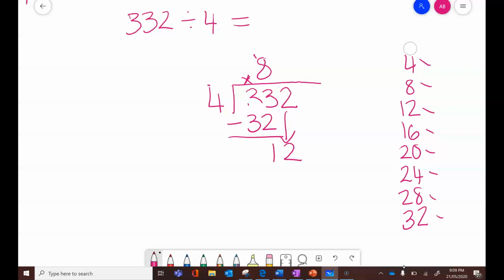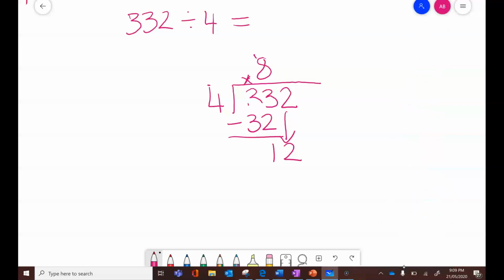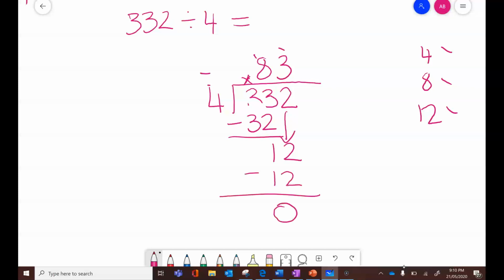And we know that 12 can be divided by 4. So if we do our skip counting, that's quite easy. 4, 8, 12. How many groups of 4 do I have? Well, I have 1, 2, 3. 3 groups of 4. So I put my groups up here. 3. And then I know that 3 times 4 is 12. So I do minus 12. And I know I'm finished because I've got to 0. And then this at the top of the line is my answer. It's my quotient. So 332 lollies divided by 4 people. Each person would get 83.